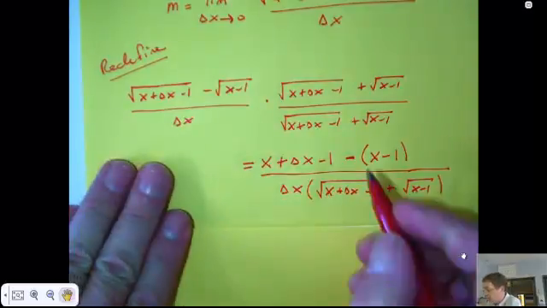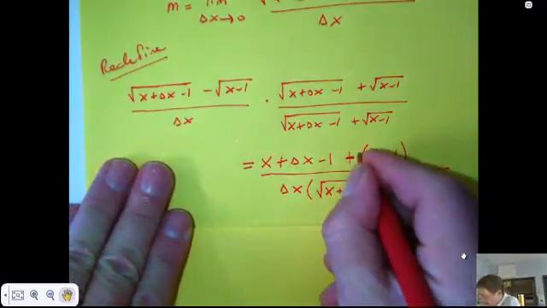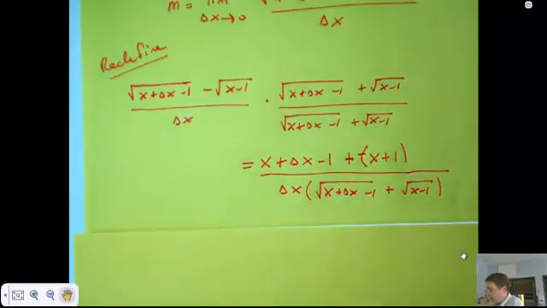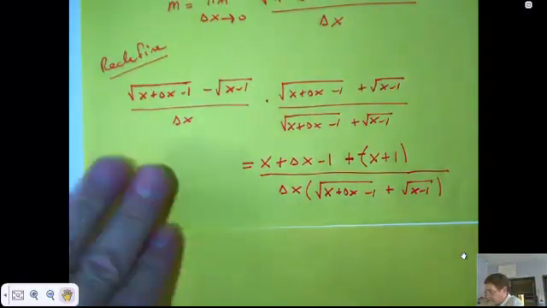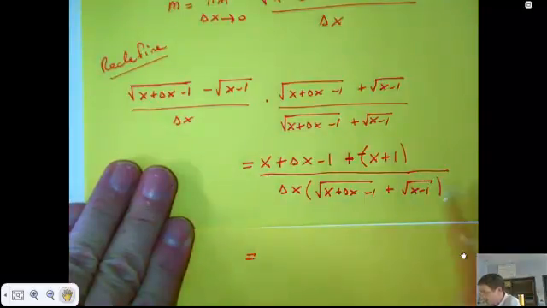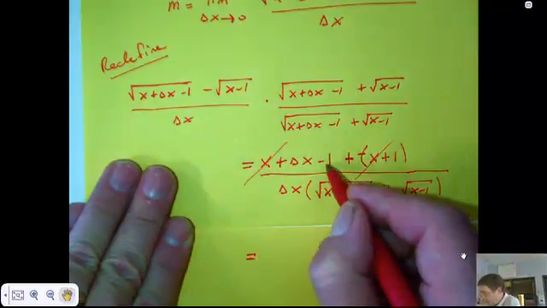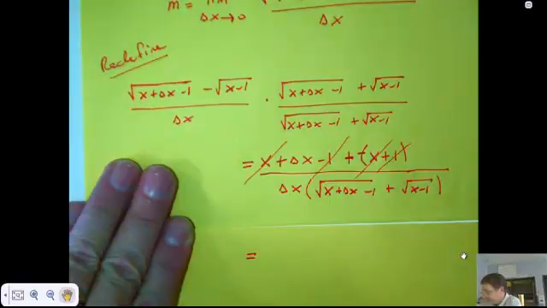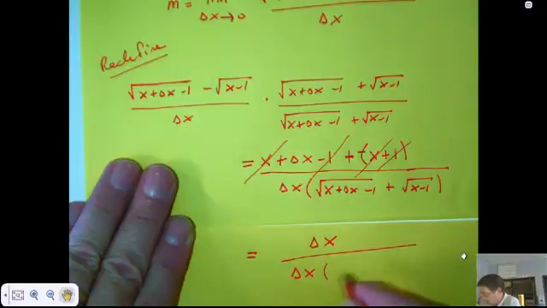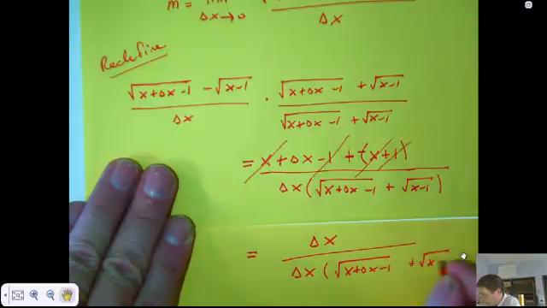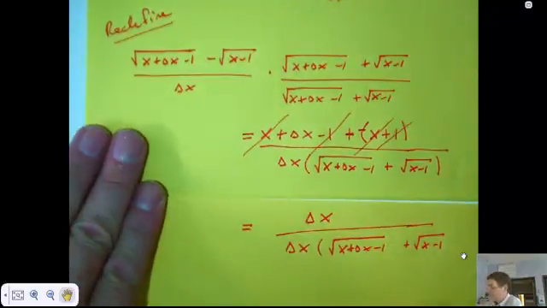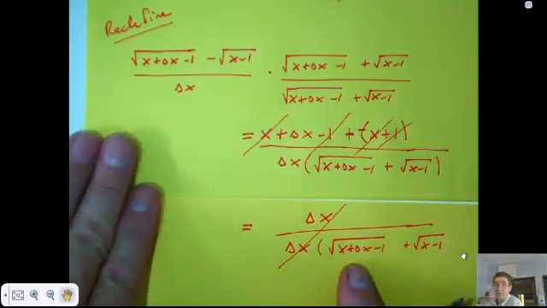So on top, I need to distribute the negative through, so add the opposite. And then we combine like terms. So what cancels on top? X minus x, well x is gone. Negative 1 plus 1, so I'm left with what on top? The delta x is left on top. So I now have my redefined function.